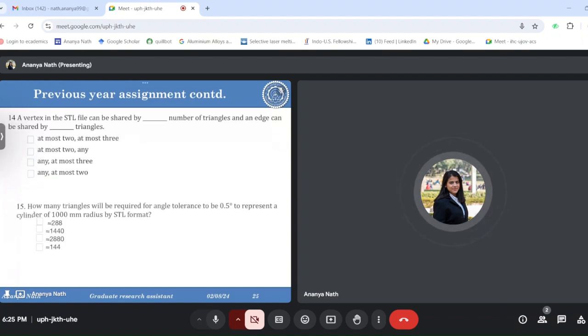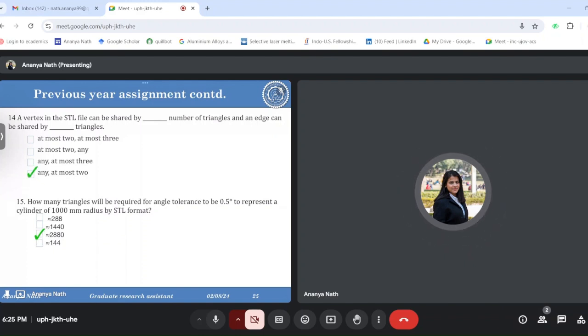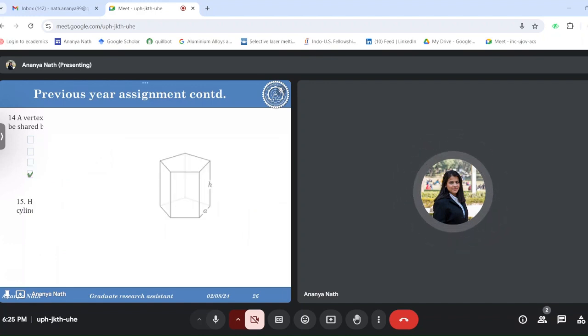The vertex in an STL file can be shared by any number of triangles, and an edge by at most two triangles. But again, if you share a vertex among a lot of triangles, then there will be an error. There will be an opening at that point, which is considered a fault and a disadvantage of using one vertex for multiple triangles. How many triangles will be required? Again, this is a math question, you have to solve it.